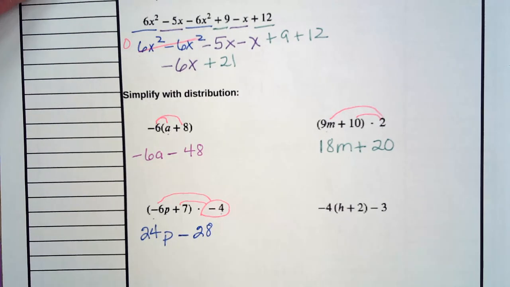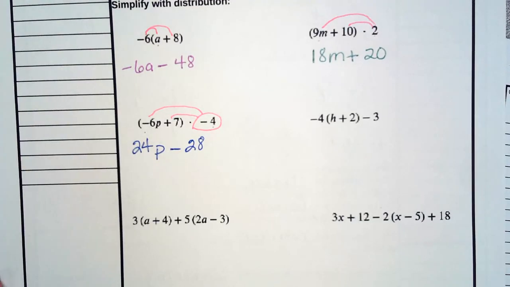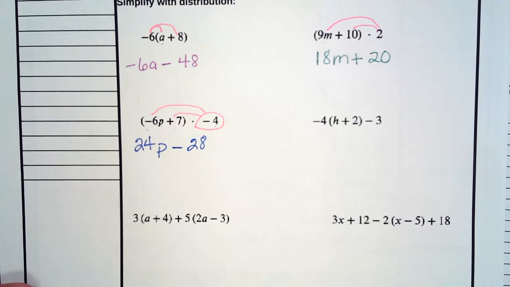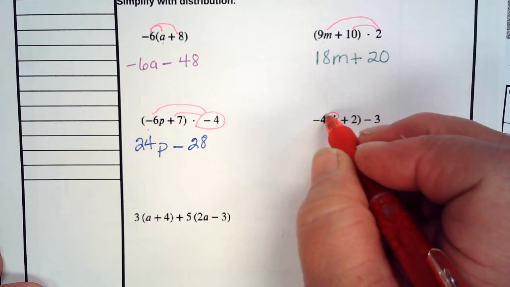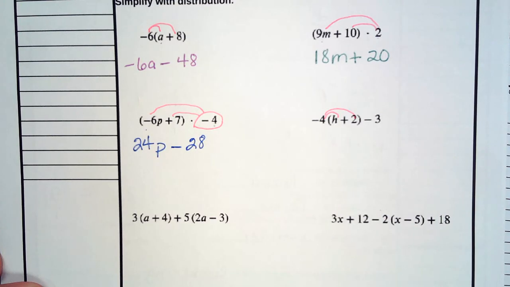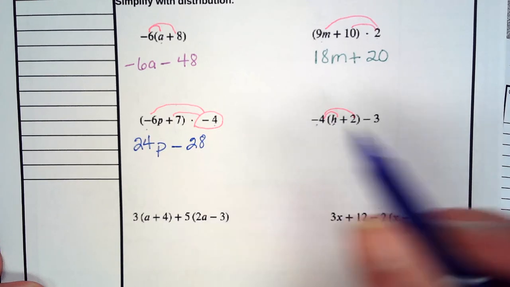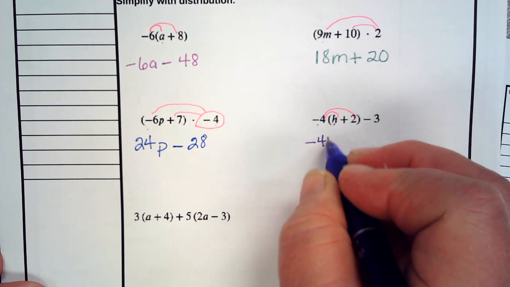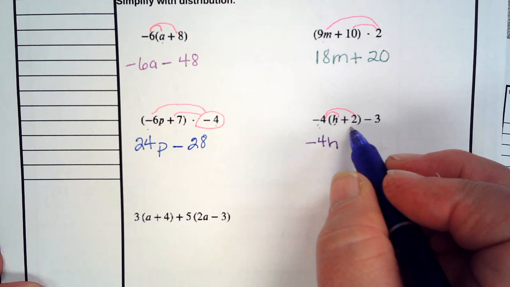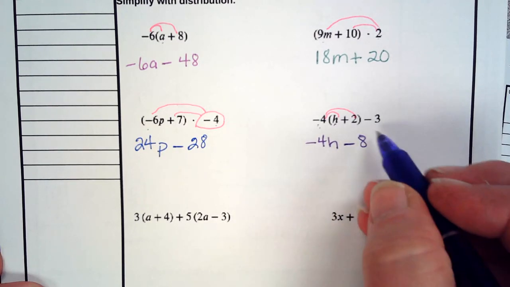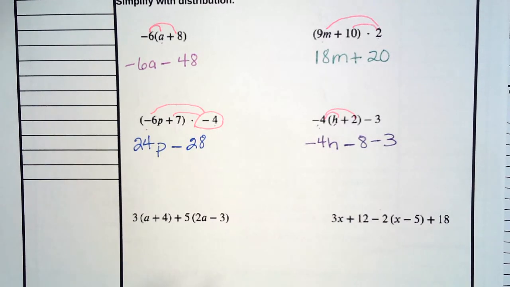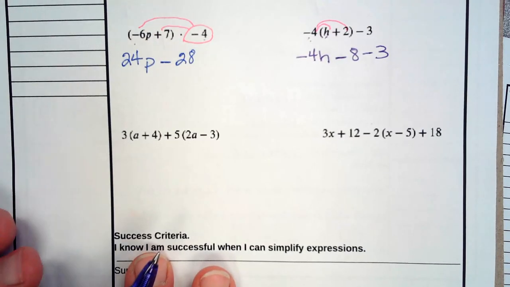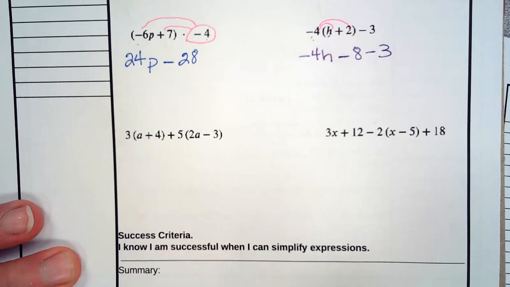What happens if you've got a plus or minus in addition? Well, you don't stop, you just keep going. So negative 4 times h and negative 4 times 2. Negative 4 times h is negative 4h. Negative 4 times positive 2 is negative 8. Now bring down the rest of the expression, which is minus 3. You can't forget about it just because it's on the outside of the parentheses.